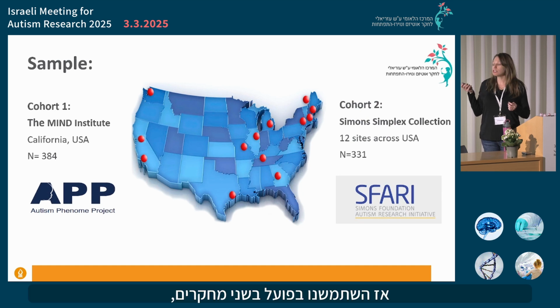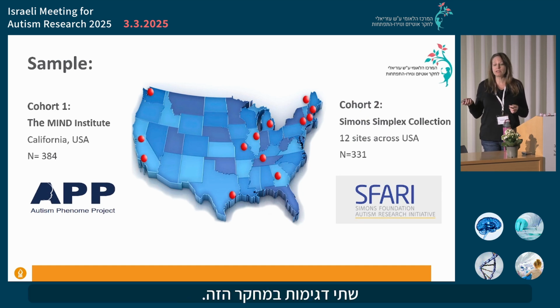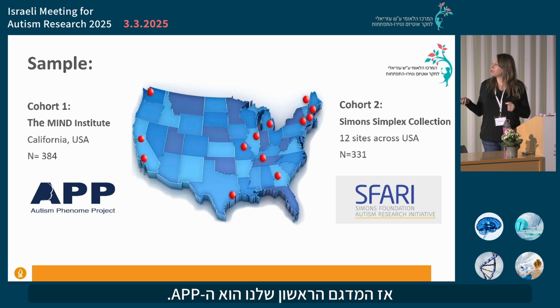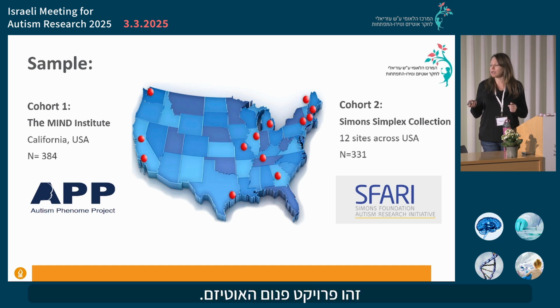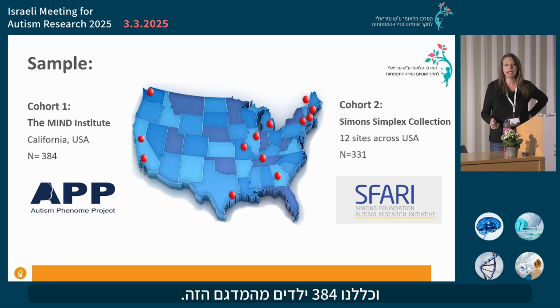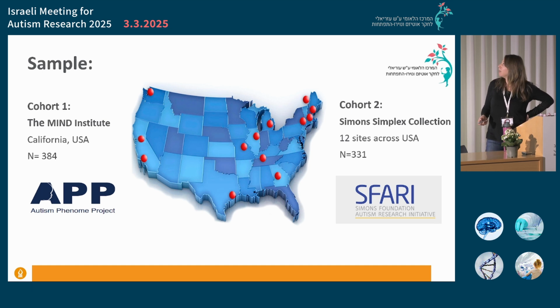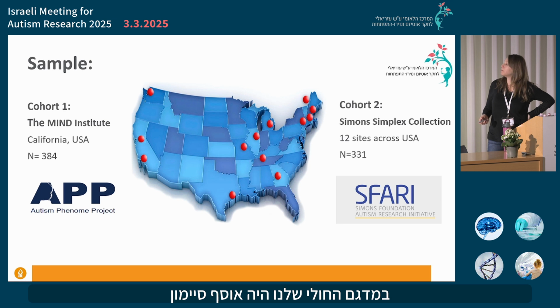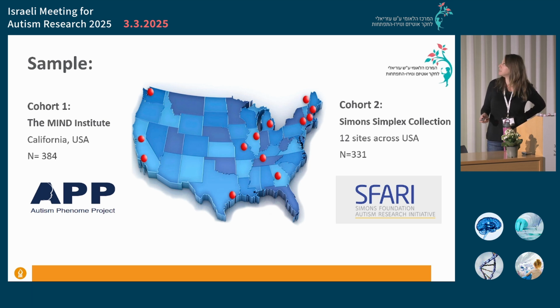So we actually used two samples in this study, a study and an attempted replication, if you will. Our first sample is the APP, the Autism Phenome Project. It's a sample collected in California in the United States at the MIND Institute. This is a longitudinal study evaluating the development of children with autism, and we included 384 children from this sample. And our second sample was the Simons Simplex Collection, or the SSC.